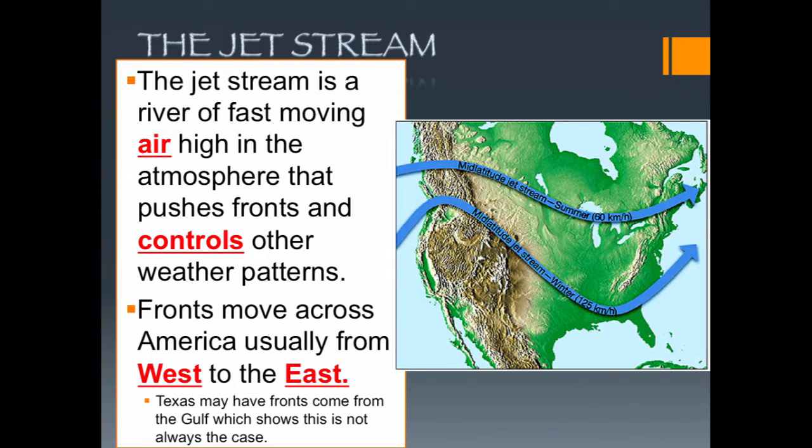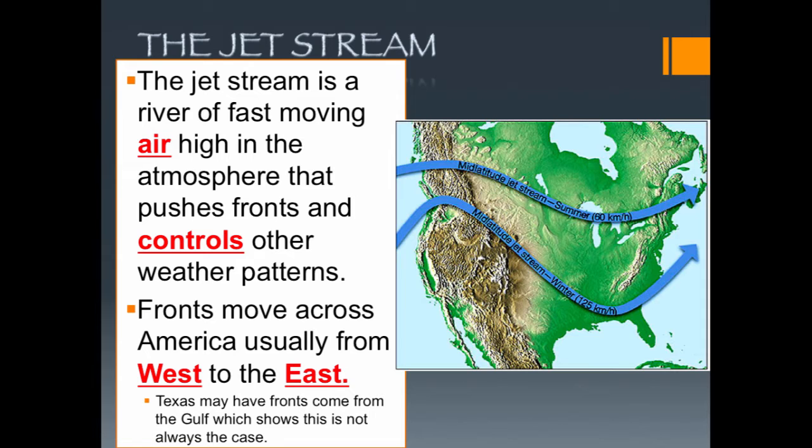All right, so of course, when you talk about weather, we have to talk about the jet stream. Now, the jet stream is this river of very fast moving air that is extremely high in the atmosphere that pushes fronts and controls our other weather patterns. The jet stream, as you can see from the picture, does move from the west to the east, and it's called the jet stream because jets do actually fly in that high level.